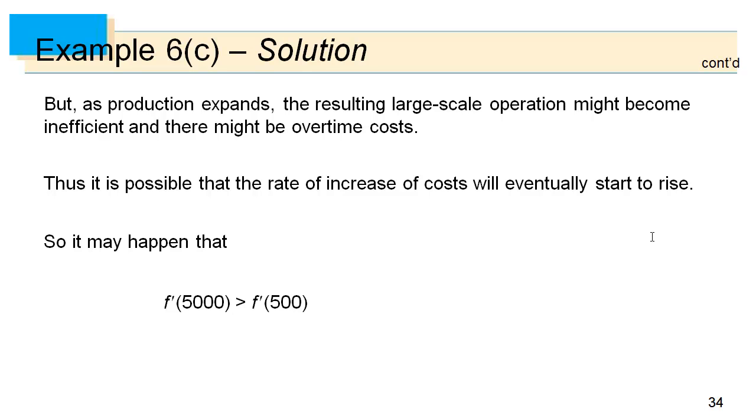Lastly, as production expands, the resulting large-scale operation might become inefficient, there might be overtime costs, things like that, then you could actually have costs start to rise again. So it could be true that the derivative at 5,000 is actually higher than the derivative at 500. Obviously, these are all guesses. We don't have the actual function, but we're just trying to relate it back to a real-world example. And that is the basics of everything you need to know when you're dealing with derivatives and rates of change.